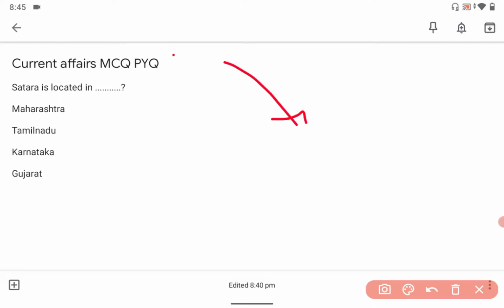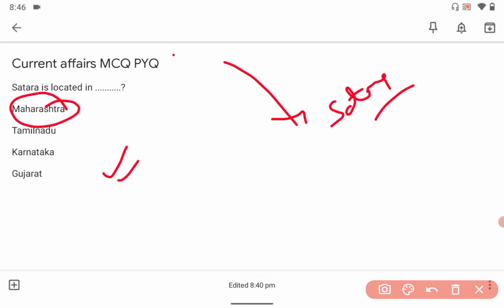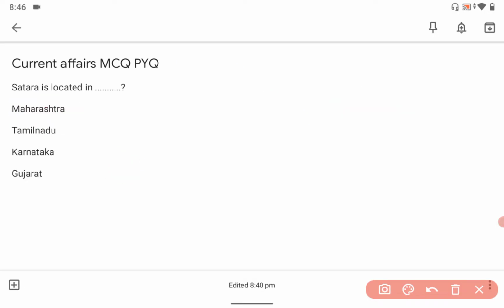Satara is a place, okay, and where is it located? That is a simple question. So the correct answer is Maharashtra, right? See where it is located. It is located at Sahyadri Mountain, okay?